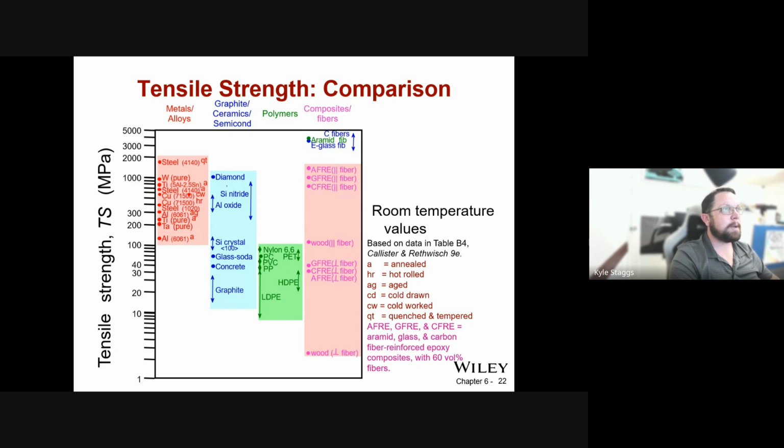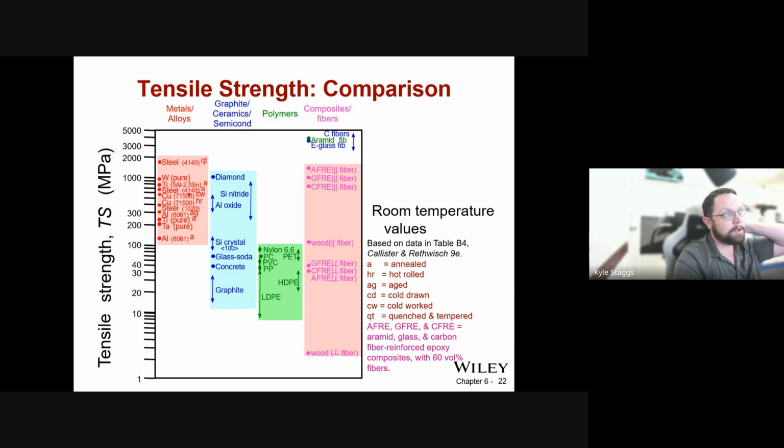So the ceramics, silicon and aluminum oxides tend to be metal-like. Silica crystals tend to be metal-like. Glass a little weaker than that. And then graphite is very soft. We're talking pencil lead, so the tensile strength of pencil lead. If you guys have ever done SAT or ACT testing, you know that the strength of pencil lead is not all that particularly great. So that's why graphite is very low in terms of the tensile strength. Concrete a little bit higher than that.